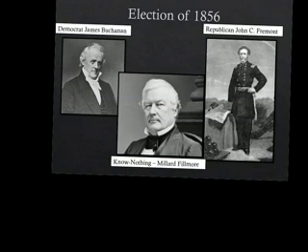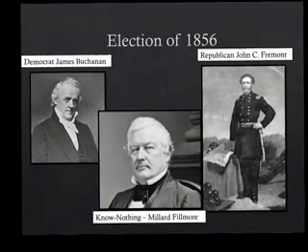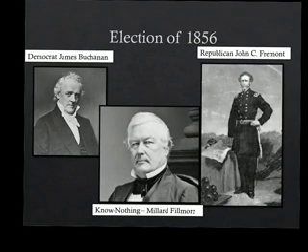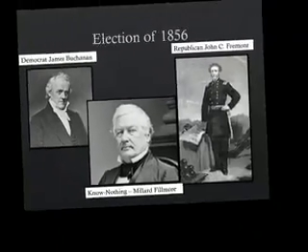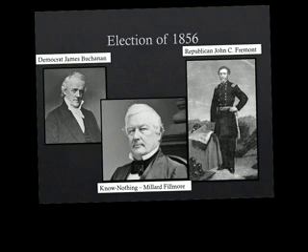Then we move to the election. On the eve of the war, the election of 1856, James Buchanan, Fremont, and Millard Fillmore. And then, of course, James Buchanan, the Democrat, wins this election. But that's the election of 1856. Civil War begins after the election of 1860 when Lincoln gets elected.